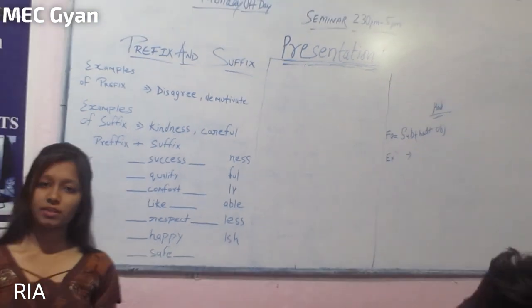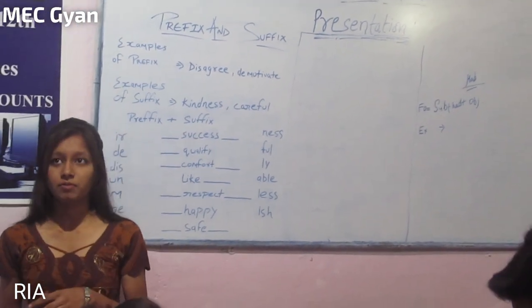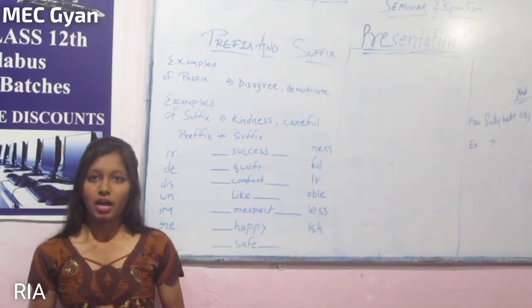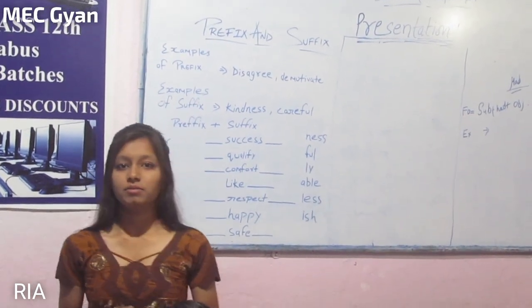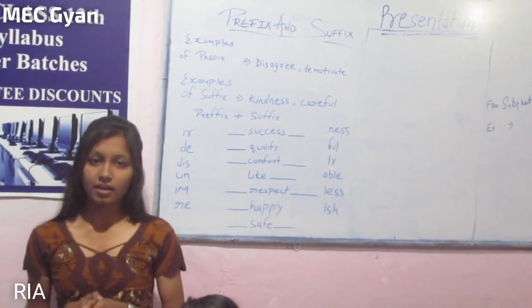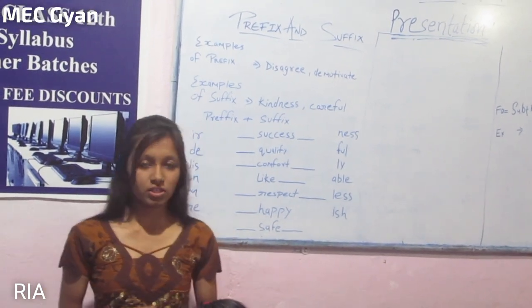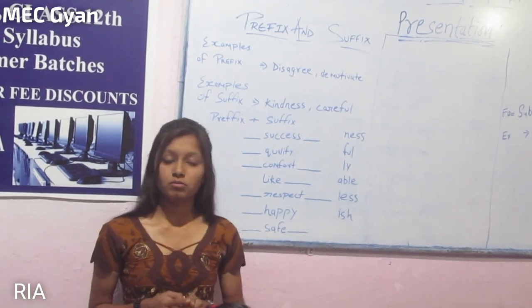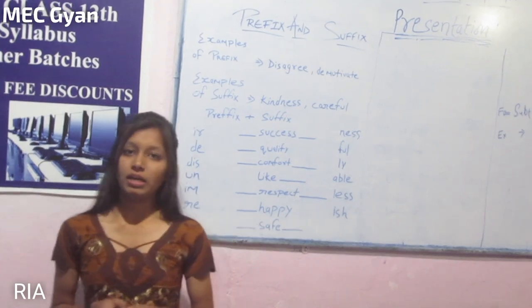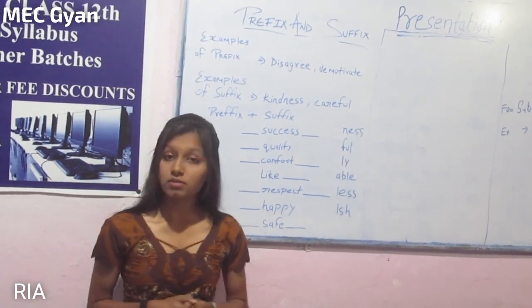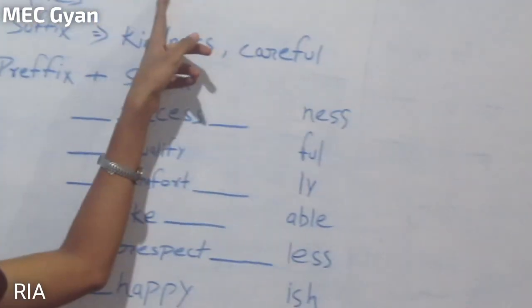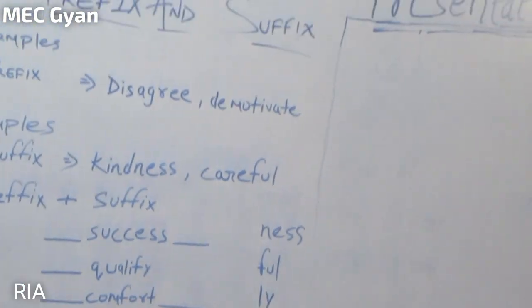Prefix is a group of letters which is added before a word, and it totally changes the meaning of that word. On the other hand, suffix is a group of letters which is added at the end of a word, and it also changes the meaning. So both prefix and suffix change the meaning of a word, but in a different way. So first of all, prefix examples: disagree or demotivate.